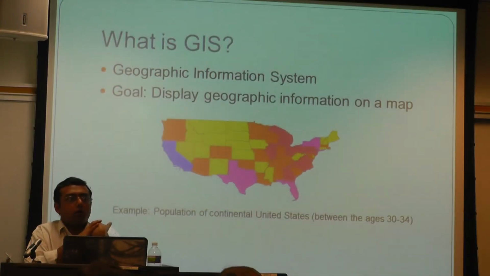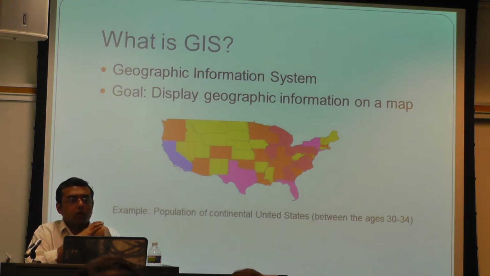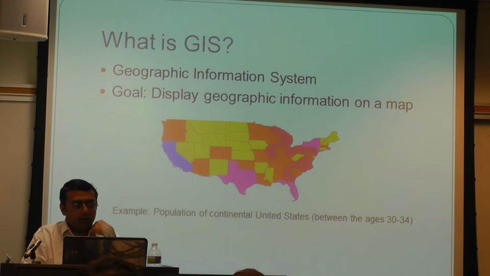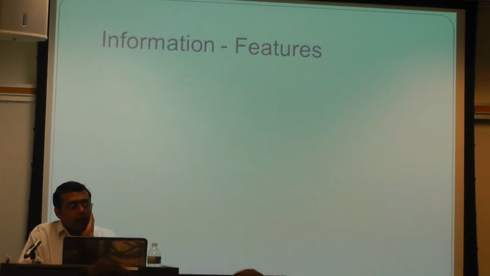And this is a very rudimentary example of one such spatial information that you can provide. This is basically the population of continental United States between, say, the ages 30 to 34. So any kind of data that you want to represent spatially on a map, that is the one primary goal of GIS. So what is the kind of information that GIS actually stores?